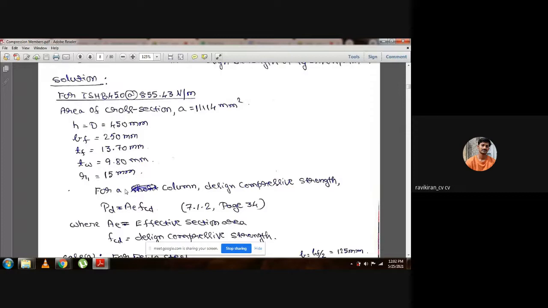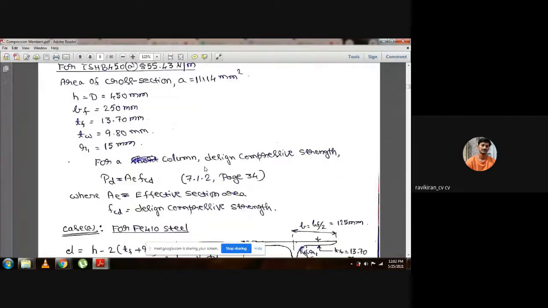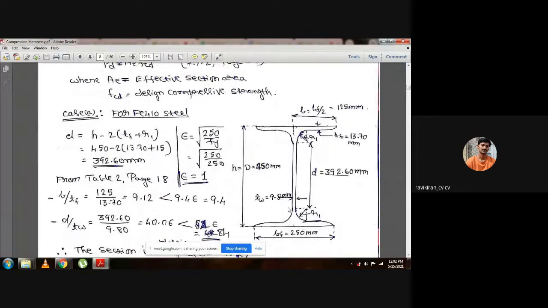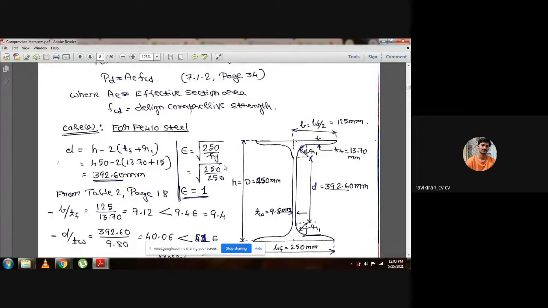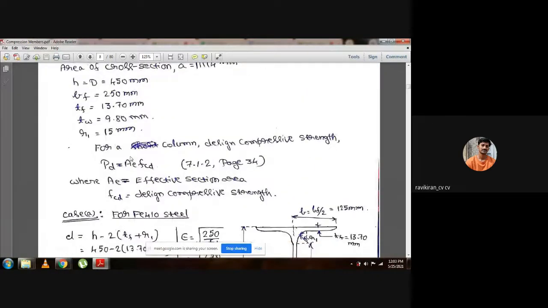What is this R1? R1 is not the radius of gyration here. Instead, it is the radius of root. If you look at the figure, at the bottom, R1 is mentioned with a small arrow mark. This curve is given as the radius of root. R1 is 15 millimeter. Okay.